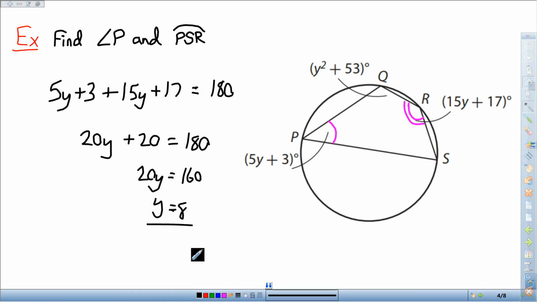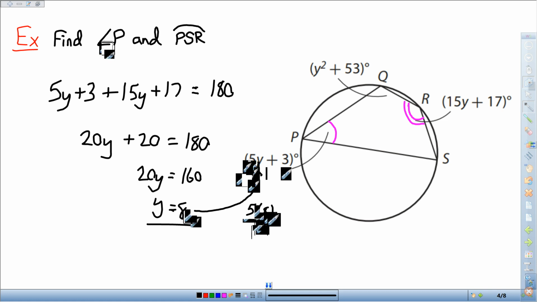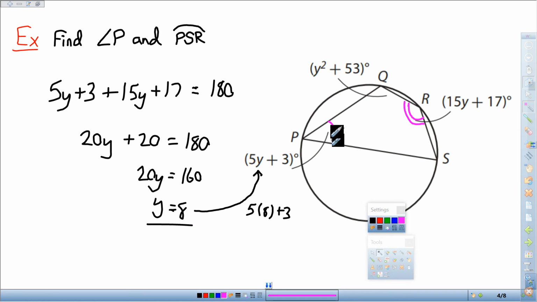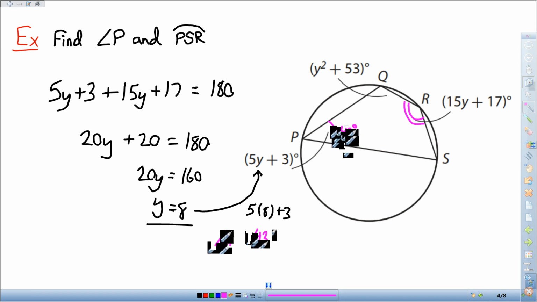They didn't ask us to find y, but now that we know it, we can plug it back in and get angle P. We know that y is 8, so we can plug 8 back in right there, and we'll have the measure of the angle. You can just do this in your calculator, but I'm going to write it out. We're doing 5 times 8 plus 3. That gives me 43. So this is a 43-degree angle. Angle P equals 43 degrees.